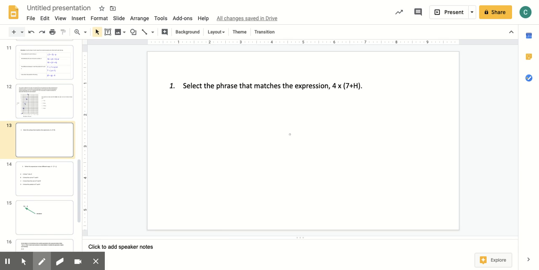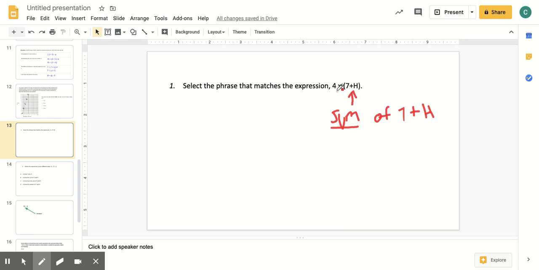Now, when I'm trying to write a sentence or a phrase that matches the expression, the first thing I want to do is attempt it myself before I find the right answer choice. So I know because of the parentheses and the groupings here that I need to find the solution word to match this. So I know that this expression here is the sum of 7 and h, because the parentheses to me signal that grouping. That's what we worked on yesterday. So I know in my answer choice, I am looking for the word sum.